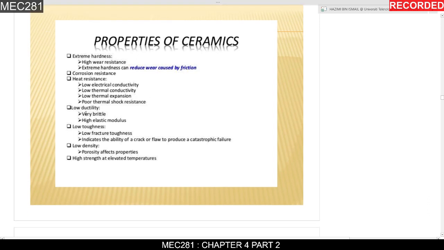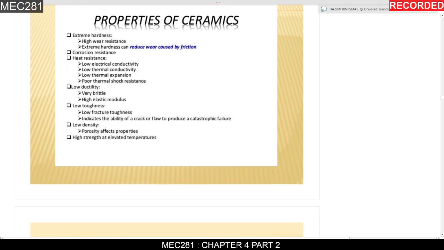Because of low ductility, ceramics are very brittle. Very brittle means it is easy to crack, easy to break. They also have low toughness, low density, and very high strength at elevated temperature, because ceramics can withstand high temperature very well. Boleh tahan panas sangat lah.